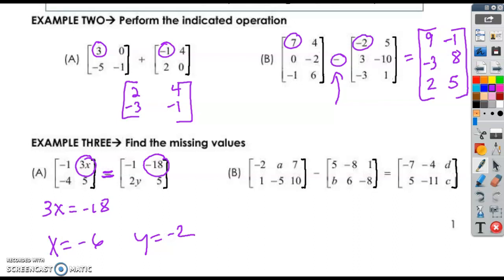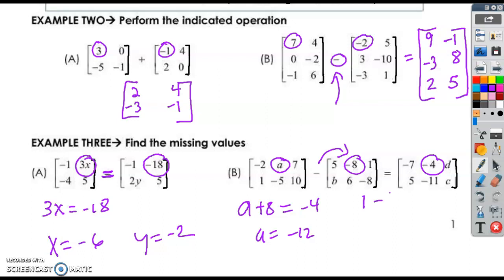For the second one, again, you have to distribute this negative sign to every term inside that matrix. So to find A, start at the same location. We know that A plus 8, because we're distributing the minus sign, so it's minus negative 8, should equal negative 4. So A is negative 12. We have 1 minus B should equal 5, so B is negative 4. And the last one, 10 plus 8, should be C, and that's 18.